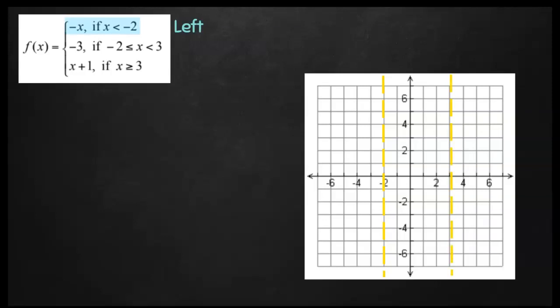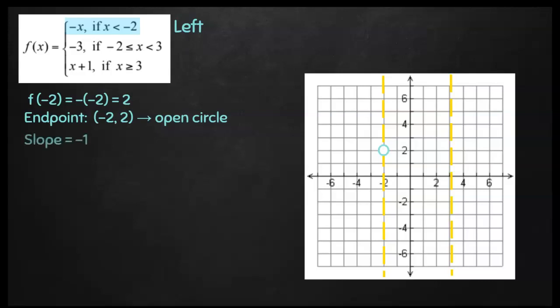So if I look at the very first piece, I'm going to be looking at the left. My x's are less than negative 2. So I'm going to take that negative 2 and plug it in. And your endpoint is going to be at -2, +2. Now you will have an open circle there because it's less than -2. Now my slope is -1, so I'm looking towards the left. So I'm going to continue those points from the left side, and I would make my line.